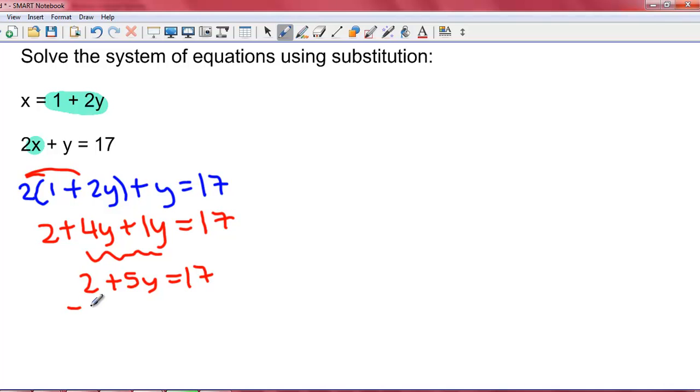And now let's subtract 2 from both sides. So we're left with 5y is equal to 15. Okay, and now last step to solve for y is to divide by 5 on both sides. So 15 divided by 5, that tells us that y is equal to 3.